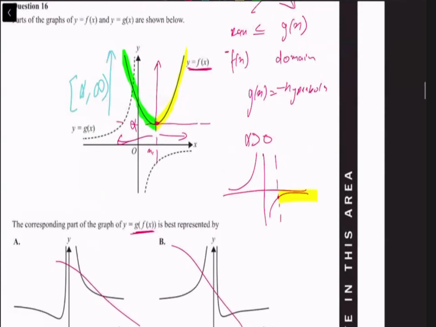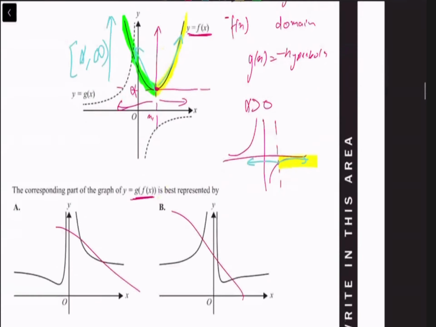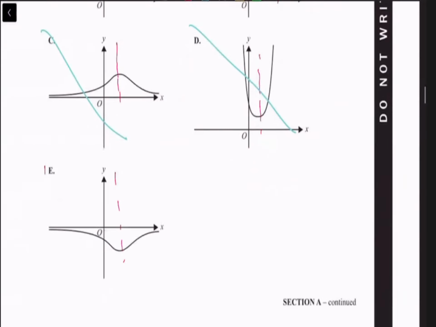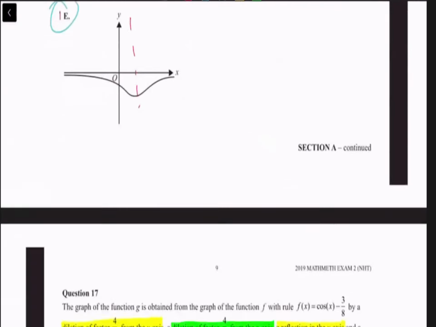So alpha to infinity, so it's going to be the same here, same here. So the graph of this side is going to be the same as the graph of this side. So you can see whatever graph we're looking for is going to be underneath the x-axis. So we can get rid of D and C, so the answer is going to be E.